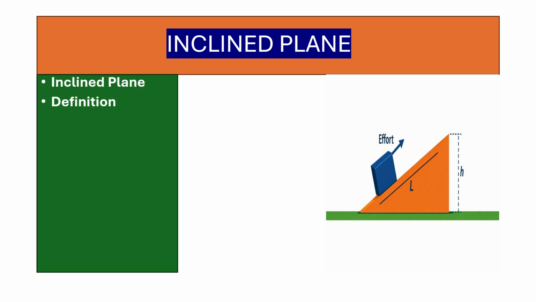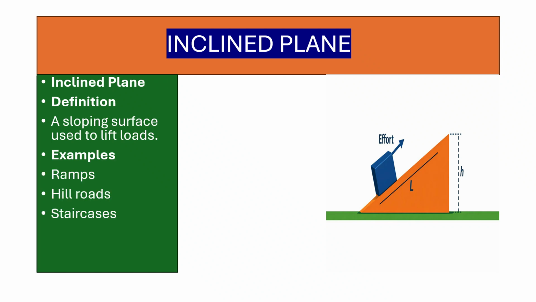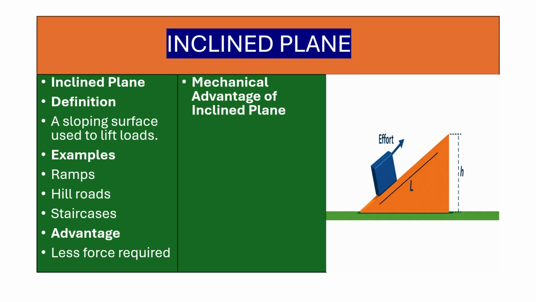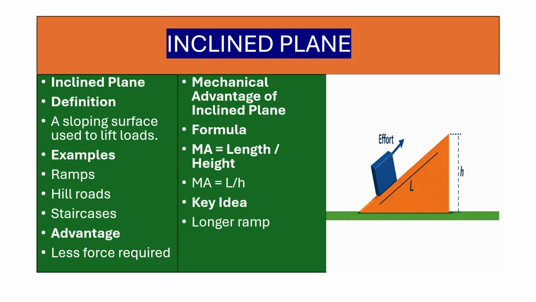Inclined plane. An inclined plane is basically a sloping surface used to lift loads. For example, ramps, hill roads, staircases. What is the advantage? Less force is required. Mechanical advantage of an inclined plane is equal to length upon height, that is L upon H. The key idea is a longer ramp means smaller force needed. Looking at the screen, the object is here, the force, that's the effort, is applied above. This is length and height.